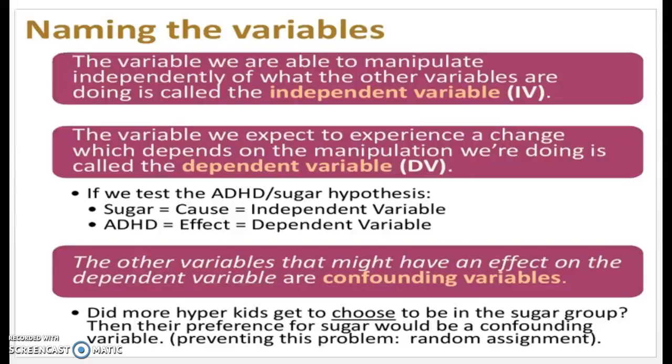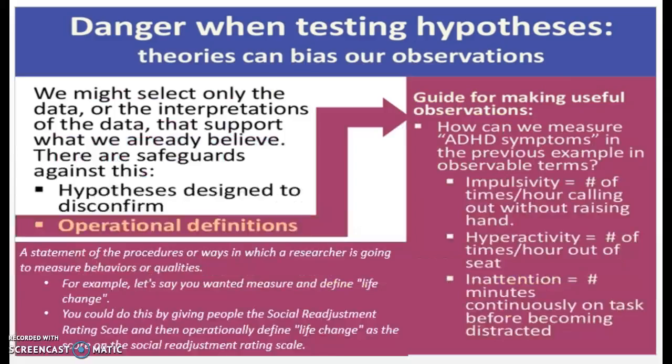Okay, so as you can see here, in our case, with confounding variables, if we're setting up an experiment, do we allow hyperactive children to choose which sugar group they're going to be in? If we did, then that poses a problem to our overall research design.